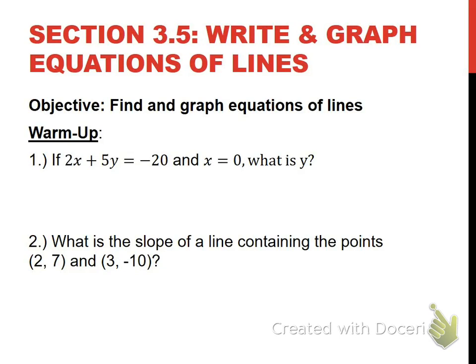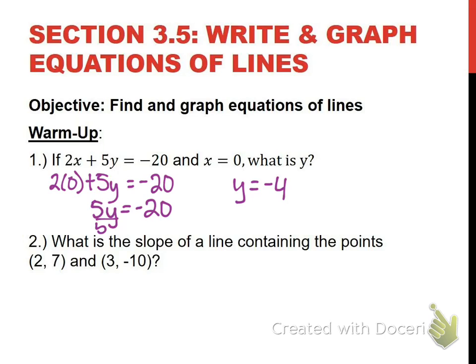All right, section 3.5, we are going to write and graph equations of lines. For our warm-ups, number 1, they said that x is equal to 0. What is y? John, what'd you get? -4. How'd you come up with that? Because if x is 0, then 2 times 0 would be 0. So then 5 divided by -20 equals -4. So y equals -4.